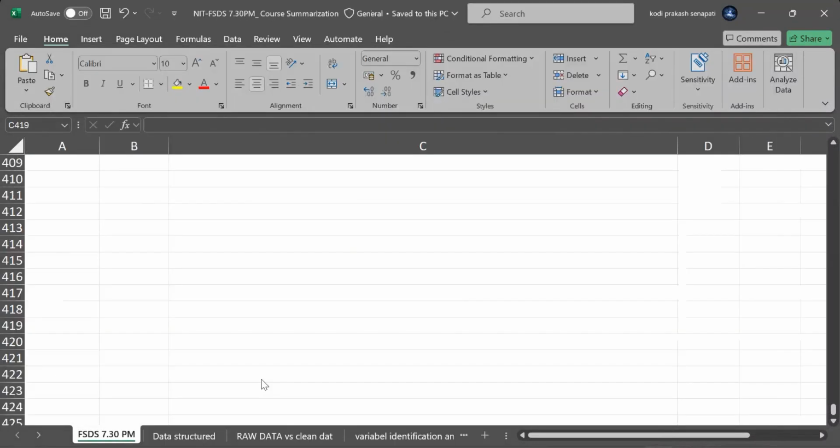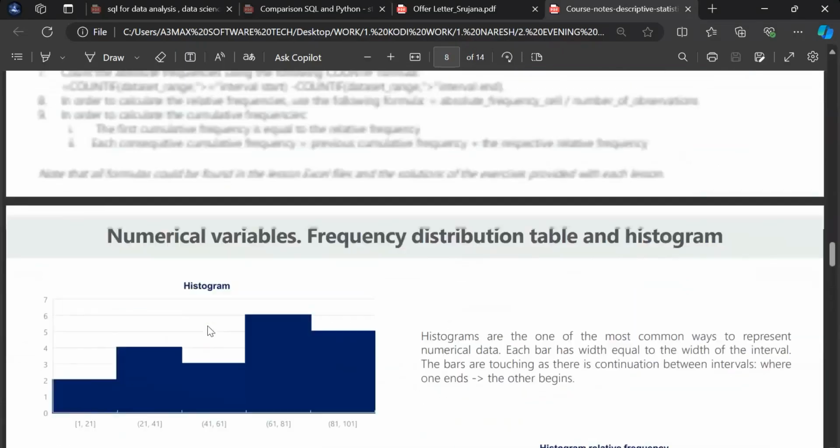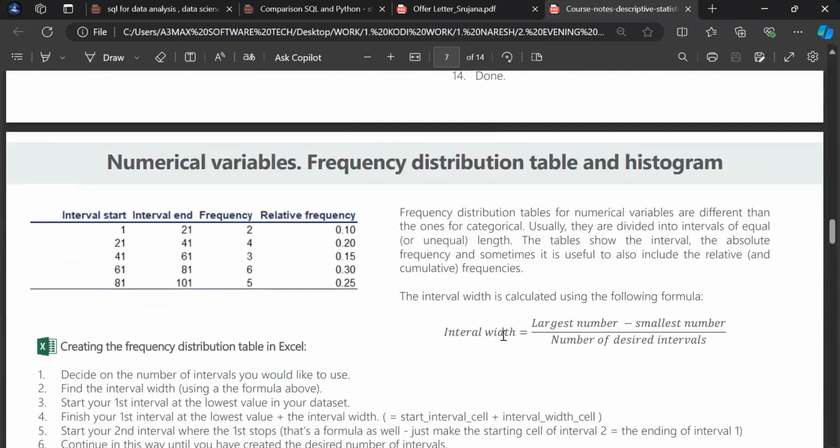So the easy part is gone, the interval width. Just go to the documentation. See here, the interval width equals the largest number minus the smallest number divided by the number of desired intervals. So can anyone maintain a formula sheet, guys, any volunteers in this batch? Offline, online? No, you don't want to maintain? Great, Rupinder, can you maintain?